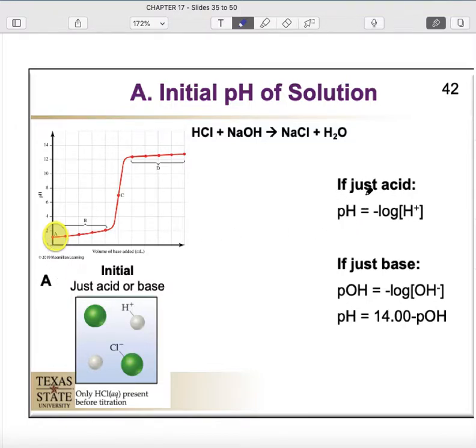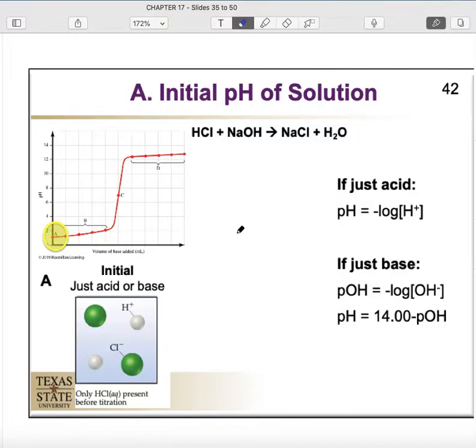So if all that you have is acid, then you can directly calculate the pH by taking the negative log of the hydrogen ion concentration. And the hydrogen ion concentration is derived directly from the concentration of the acid. Because if it is a strong acid, all of the hydrogen ions are donated. All of the acidic hydrogens are donated, I should say. All right, now if we have just base, then you can directly calculate the pOH by taking the negative log of the hydroxide ion concentration and then utilizing the equation that says that the pH is going to be equal to 14 minus the pOH.